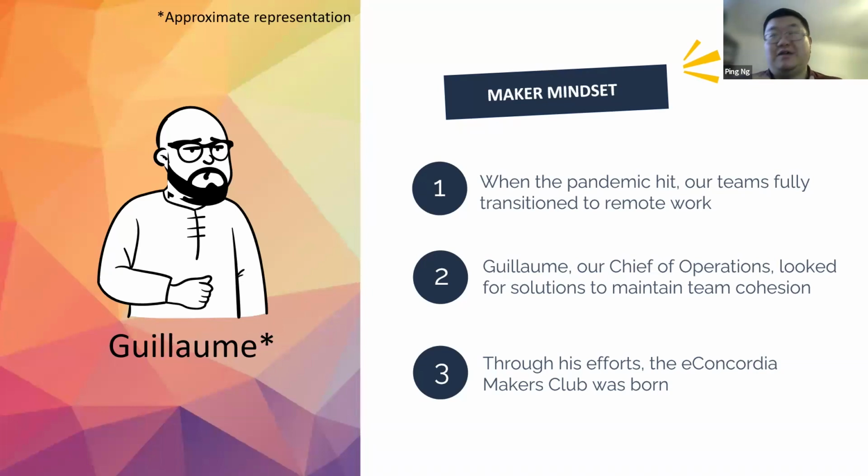When the pandemic hit, our teams fully transitioned to remote work at eConcordia. And in this particular case, Guillaume, our chief of operations, was trying to find solutions to help us maintain team cohesion because we were no longer working that closely together. You can see here an approximate representation of Guillaume because I could not find a photo of him in the time frame that I had for making the presentation. So through his effort, he created a makers club in eConcordia.